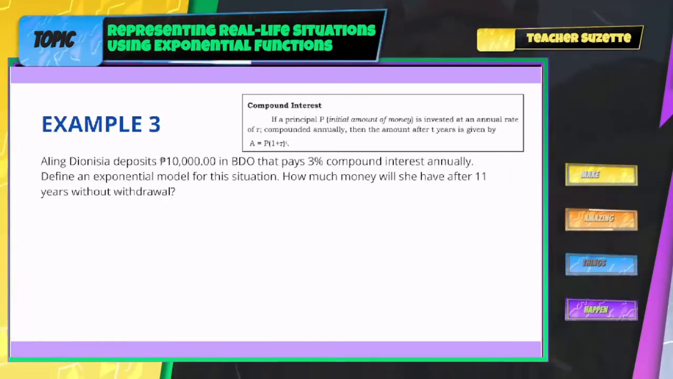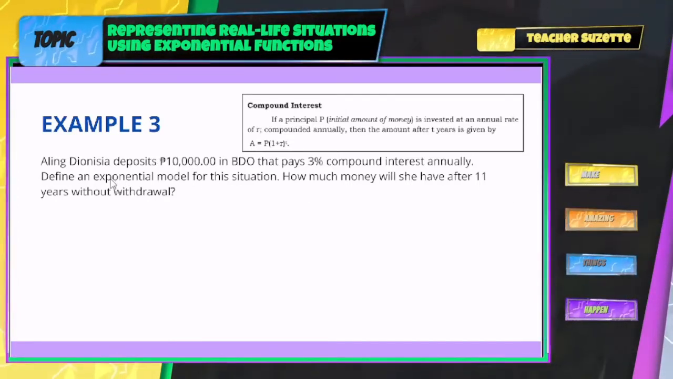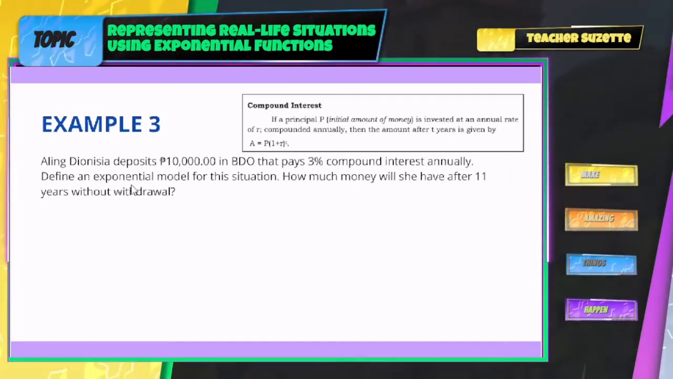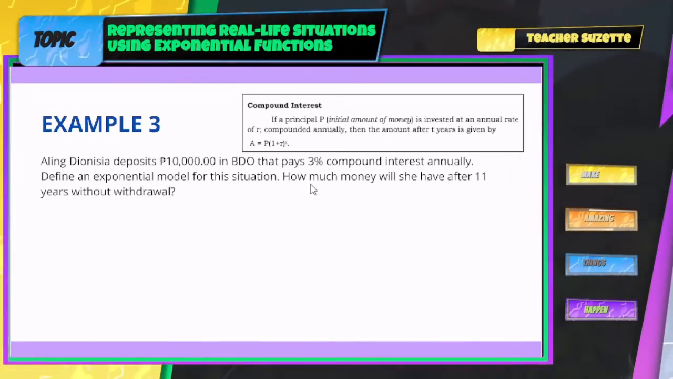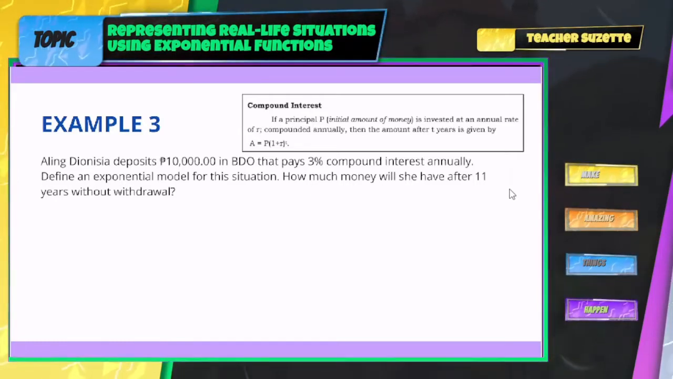For this problem, just like our previous examples, first we are going to represent the problem as an exponential model or exponential function. Then we are going to solve what is asked.